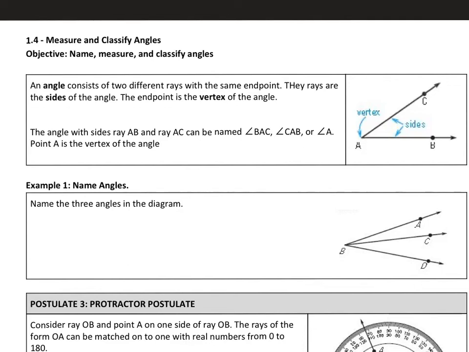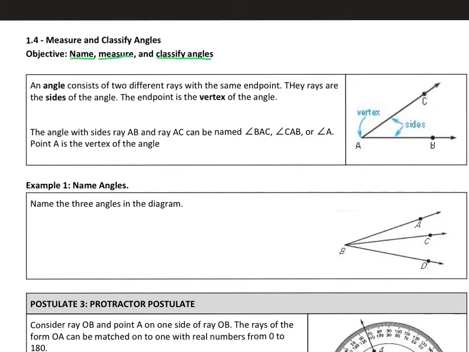Okay, so we're on to Unit 1, Lesson 4, Measure and Classify Angles. So our objective for this lesson is to do three things: be able to name, be able to measure, and be able to classify angles.